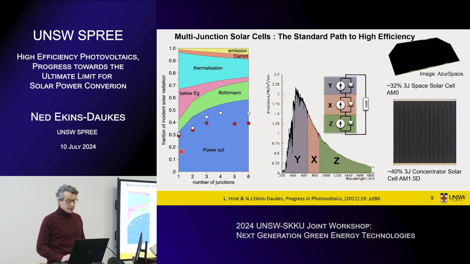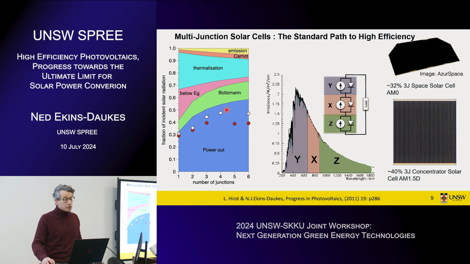And we can see that for practical cells, under concentration or not, so red is unconcentrated, white is under concentration, yes, the efficiency goes up for the first couple of junctions. But then, I think we've got a challenge in the multi-junction community. Our efficiencies are saturating around about 40% under one sun. And under concentration, we can get up to 47, 48%, but no one has broken through 50% yet.